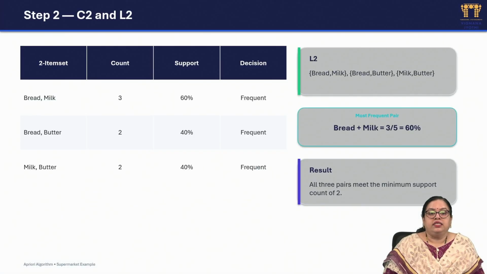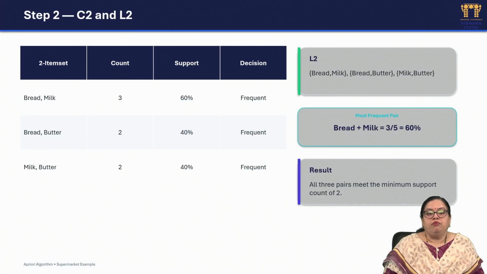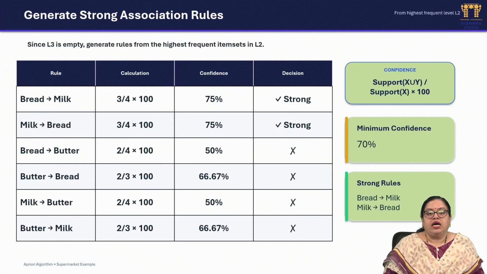Okay, so here 3 by 4, once again we go back. Check whether the union is achieved or not. Look, bread and milk is 3. Okay, the first value is 3. Only bread is 4. So in the C1 we are getting only bread with the value 4, and bread union milk with the value 3. So here we calculate like this: 3 by 4 into 100 which is 75%.